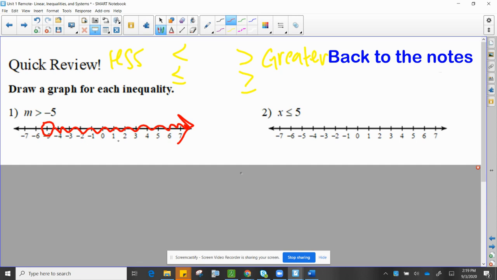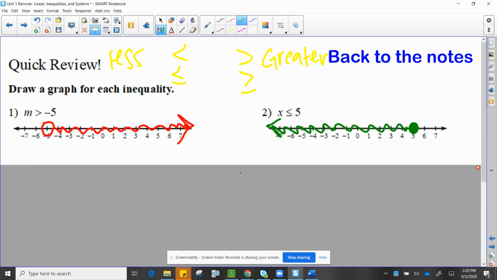Okay. Similarly with number 2, anytime I have an equal to symbol, that implies we're using a closed circle on our number line to imply that, yes, we're also including that value. And then if we have a less than sign, x is less than or equal to 5, well, less than means smaller than, so it would be all the numbers shaded to the left here.